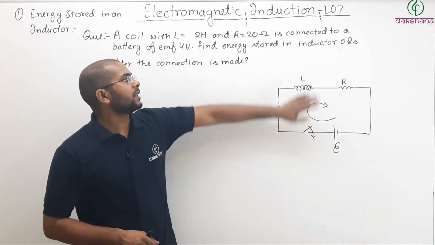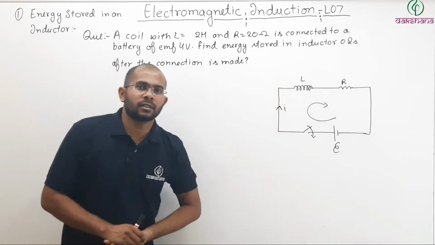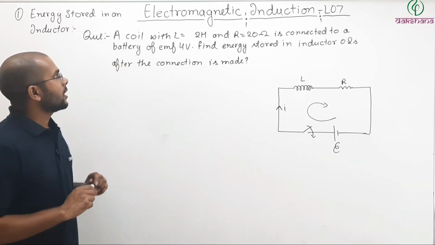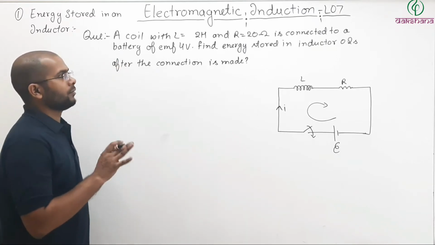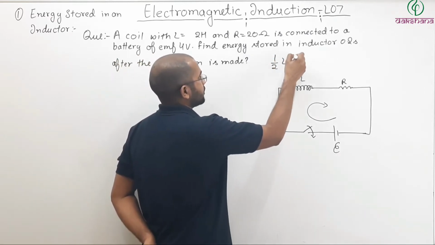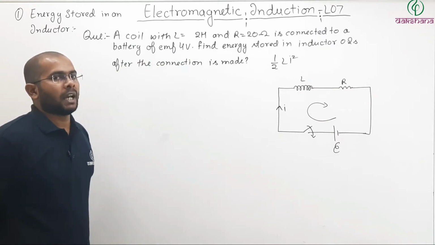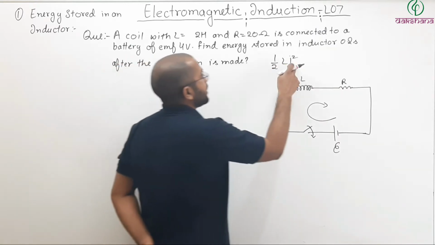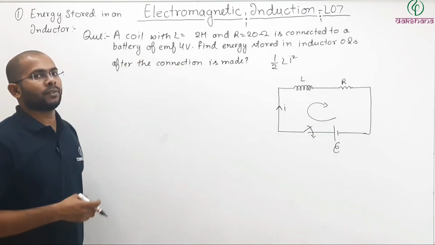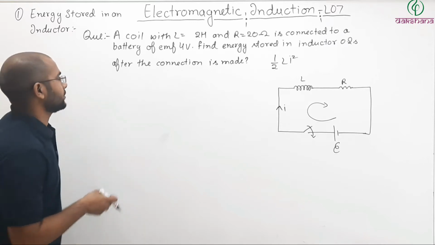So we have to find the energy stored in this inductor 0.2 second after the switch was closed. Very easy question. You may try to solve it yourself first. Now, very easy. We know the formula. What is energy stored? Energy stored we have derived is half L I square. Now I as a function of t is there. So I will have to find current first at t equals 0.2 second. So first let us try to find how much current is there at t equals 0.2 second.